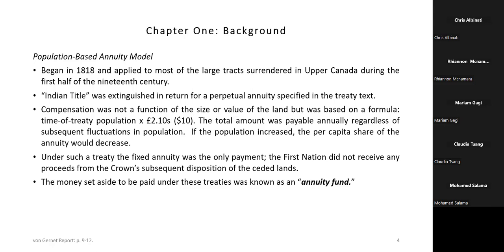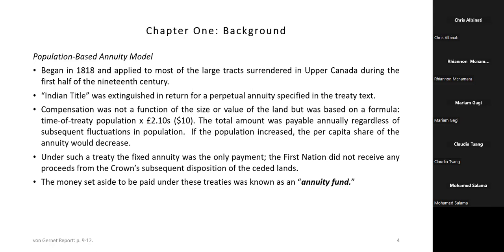Right. So, there's at least one case in which, because it may have been unclear, they went on to specify on a separate piece of paper that it was in fact $10. Right. So, no matter how it was actually written into the text of the treaty itself, the calculations at the end of the day always amounted to $10 per capita at the time, given the population at the time of treaty.